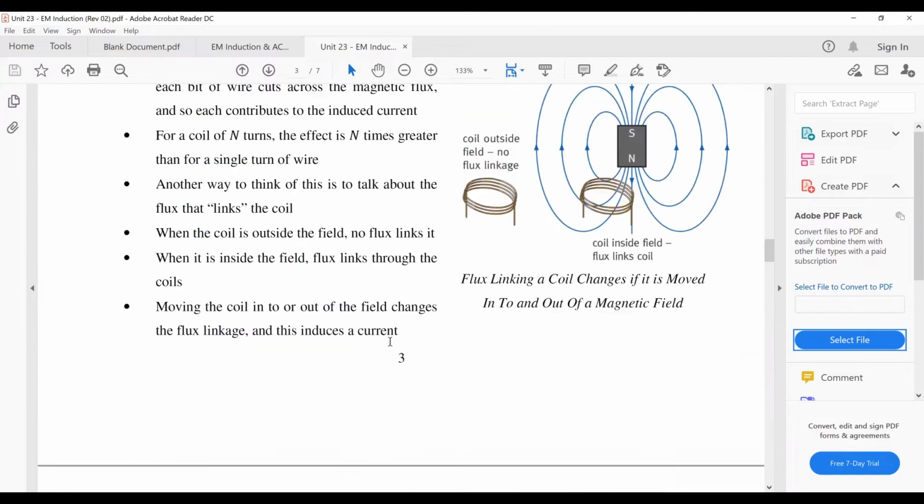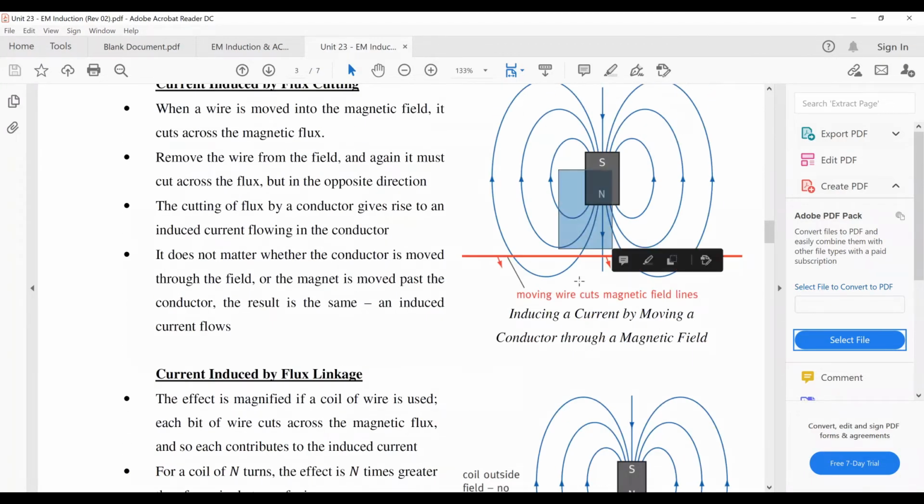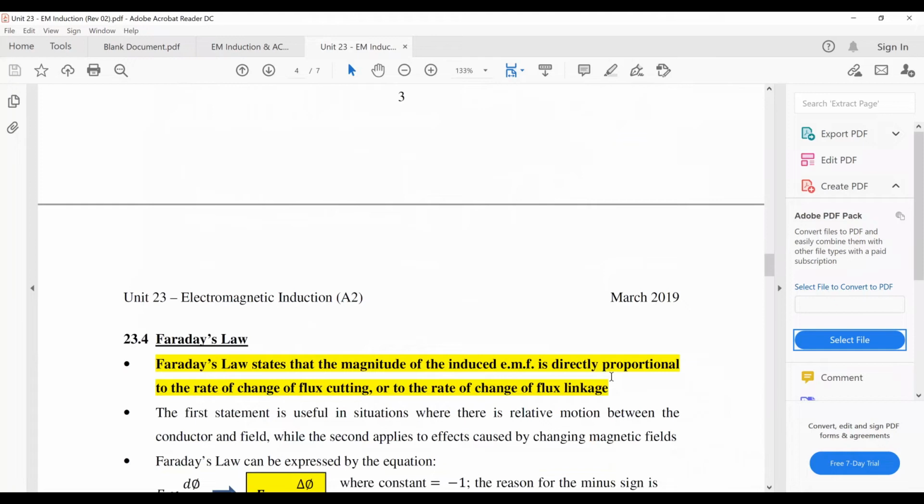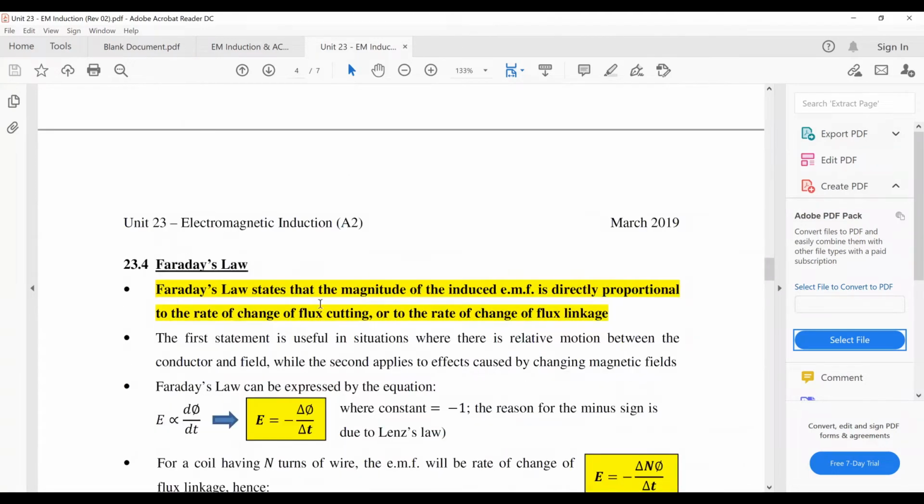As I mentioned to you, if you want to generate electricity, you have to cut the flux or you have to change the flux linkage. So the rate of change of those is what causes you to have your EMF, and the magnitude depends on it.